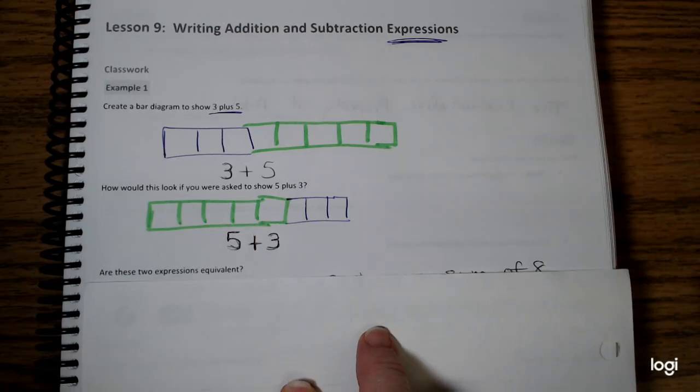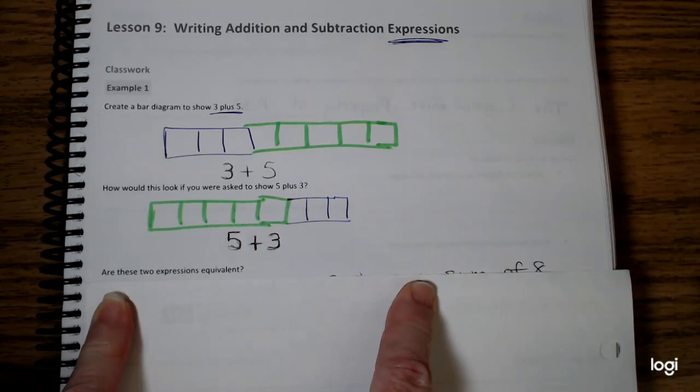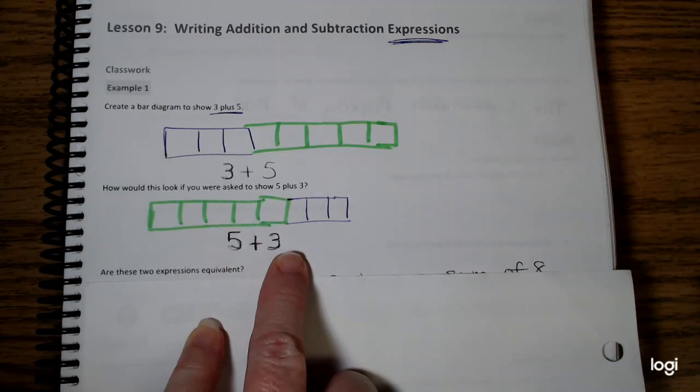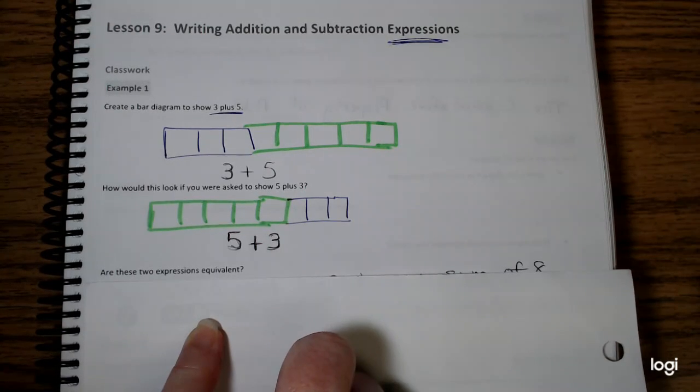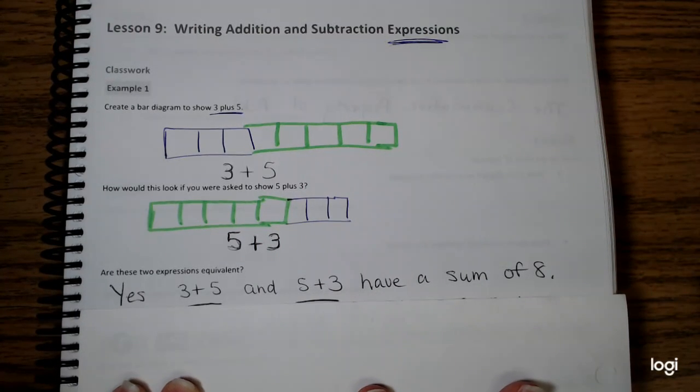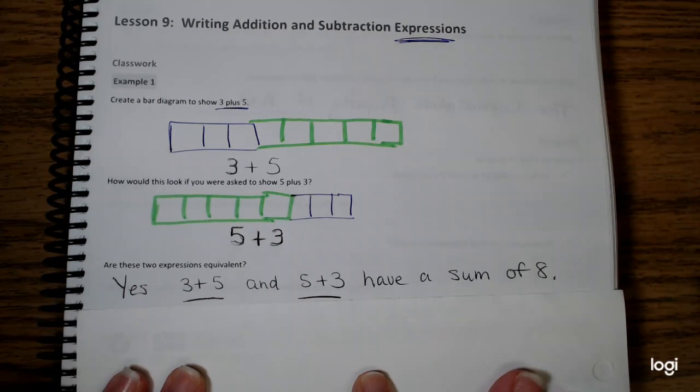All right, so let's look at the next one. The next one says, are these two expressions equivalent? Well, if you notice, most of us know that 5 plus 3 is 8 and 3 plus 5 is 8. So I have here, yes, 3 plus 5 and 5 plus 3 have a sum of 8. So if you could write that down in your book for me.